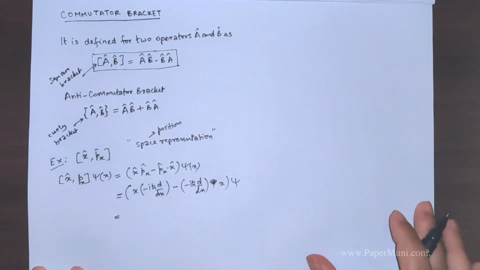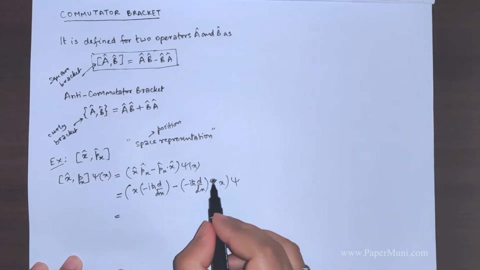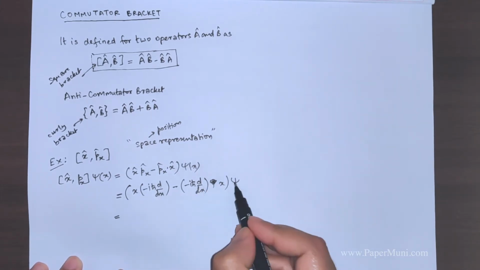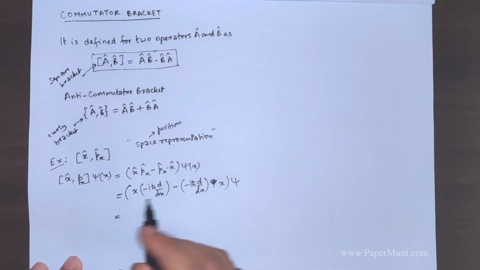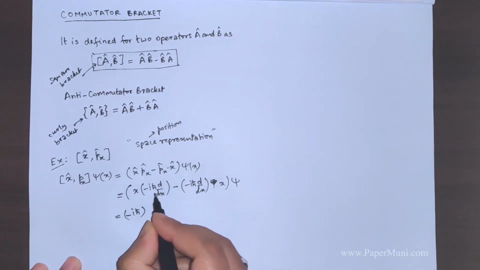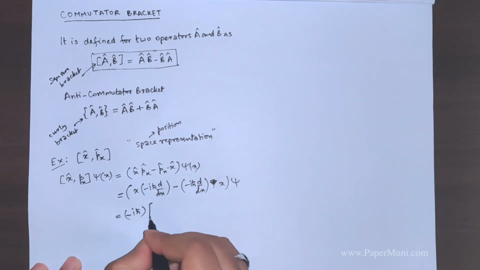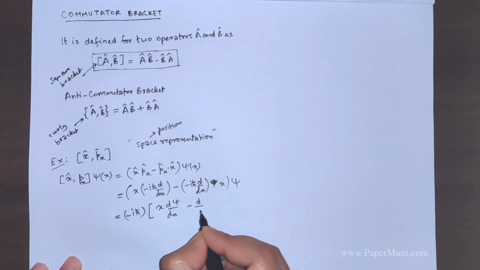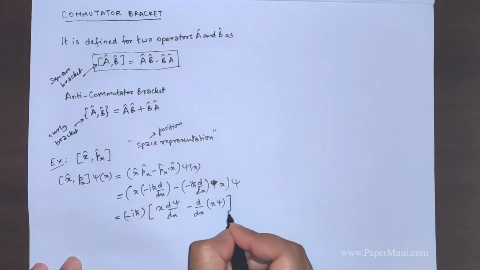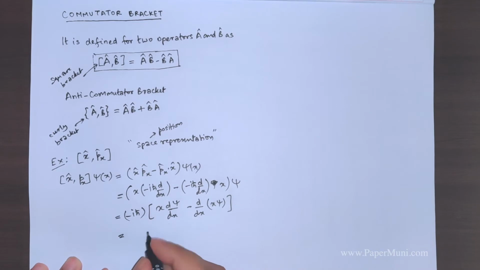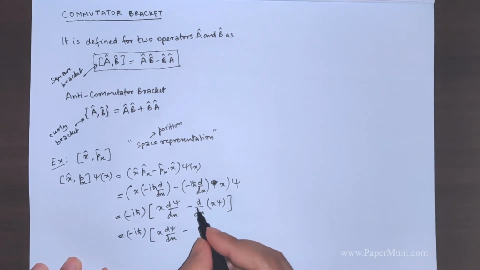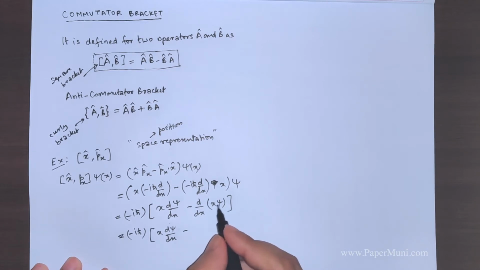This is x and this is psi. Now always remember that operators operate from the right. This will operate first, then this will operate. So we can take the constant quantities, iota and h cut, outside. So what we have is, this operates on psi, minus, this is x psi. So minus i h cut, this is x d dx, minus. Now this will operate on both x and psi.